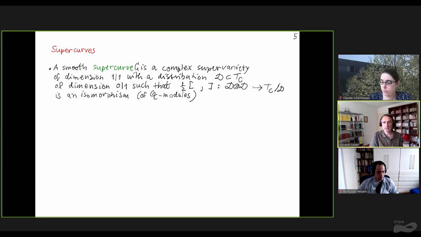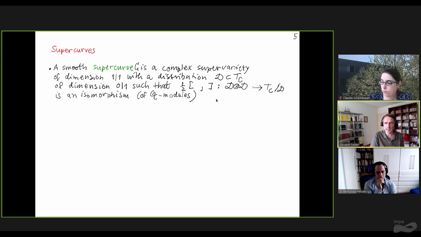So it is a complex super variety or super manifold of dimension 1|1. So it has one even complex coordinate and one odd one. But you have an additional structure, which is a distribution, a sub-bundle of the tangent bundle of dimension 0|1. So it's an odd subspace of this 1|1 dimensional vector space at each point. And it's not integrable. It's the opposite of being integrable, this distribution.